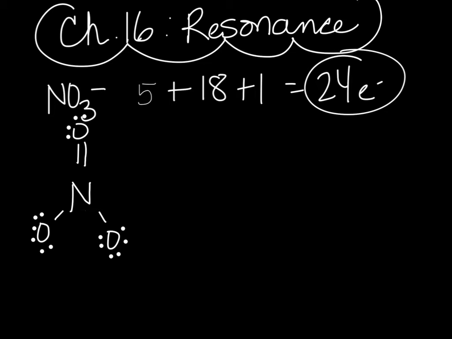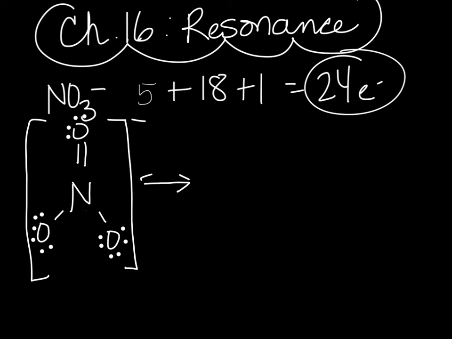So let's draw now all of the other resonance structures. And don't forget, since this one had a charge on the structure, we stick it in brackets and we stick the charge in the upper right-hand corner. So as we draw the other resonance structures, we're going to use a double-headed arrow between each of the different resonance structures. So what we're going to do is rotate the double bond and let's put it over here instead. Okay?